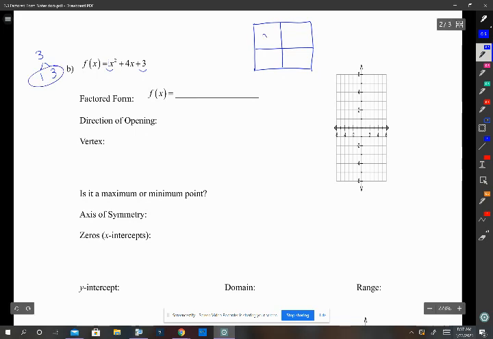So we've got x squared. So first term goes in the first box, last term goes in the last box, and the pair that we picked goes in the other two boxes. So we've got 1x and 3x.